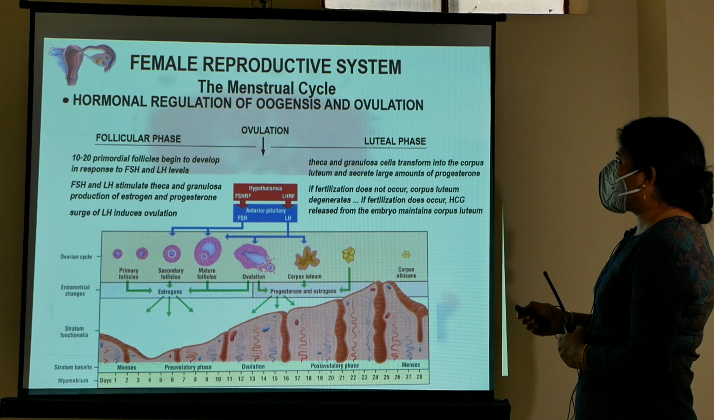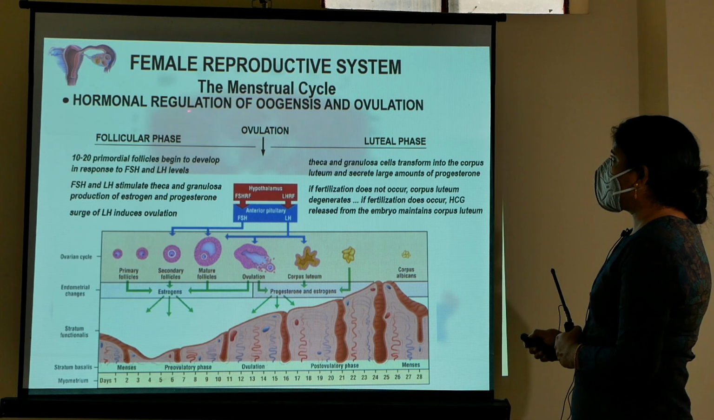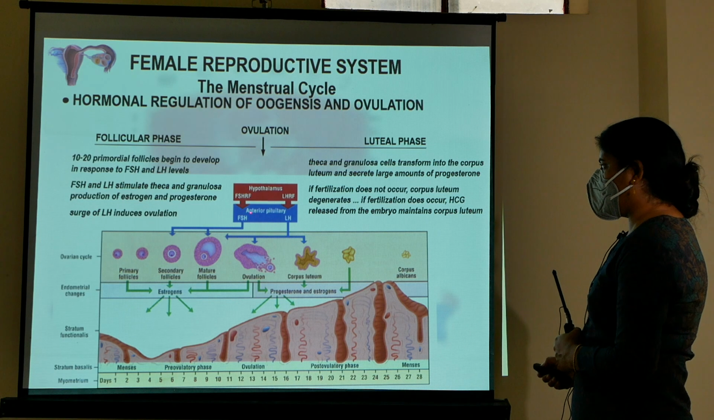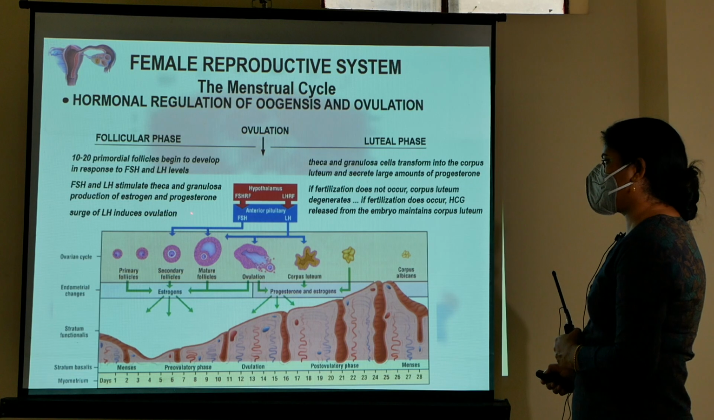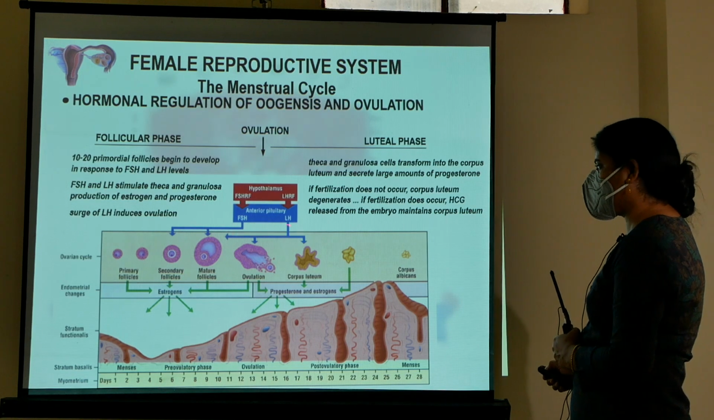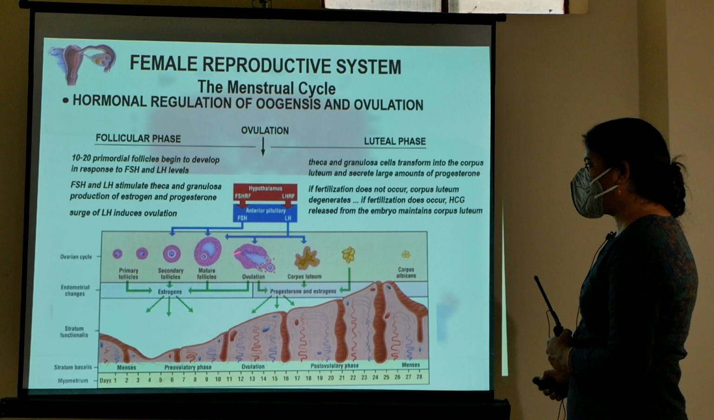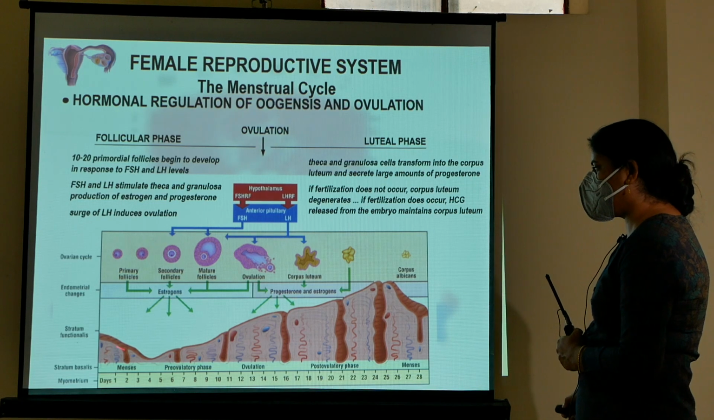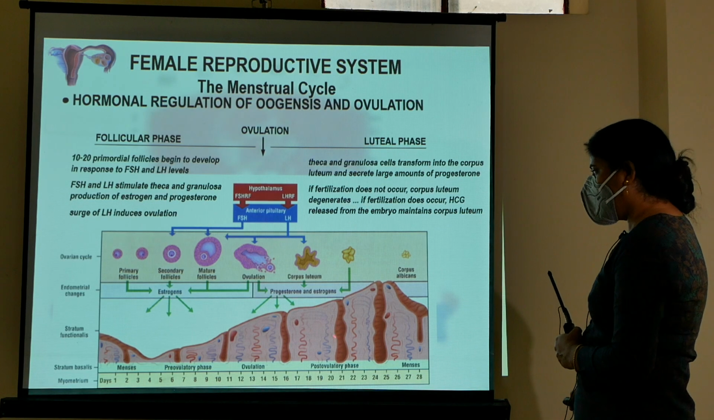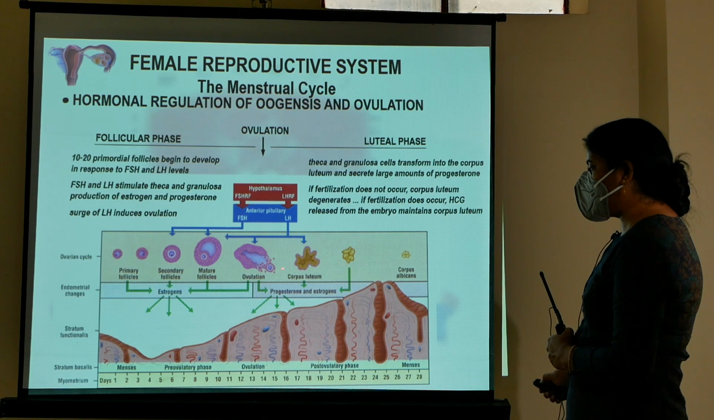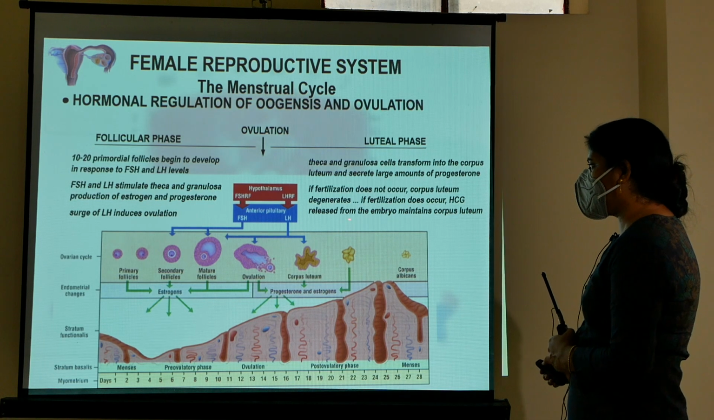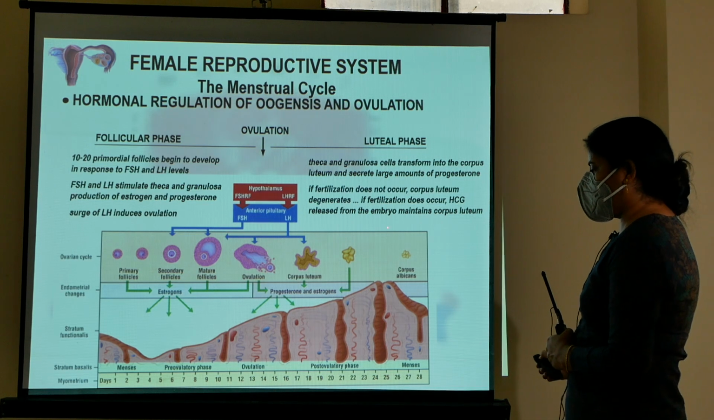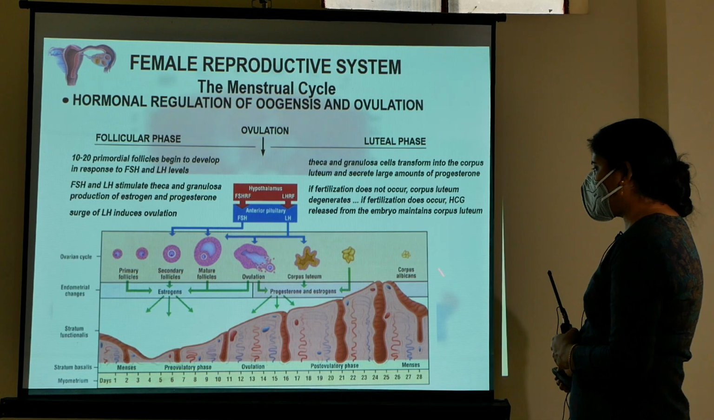The take home message for today's class is the hormonal regulation of oogenesis and ovulation. We have seen the follicular phase of the ovarian cycle. This follicular phase takes place simultaneously with changes occurring in the uterine wall. Both these changes are affected by estrogen and progesterone, and depending on whether the released ovum is fertilized or not, future changes take place.